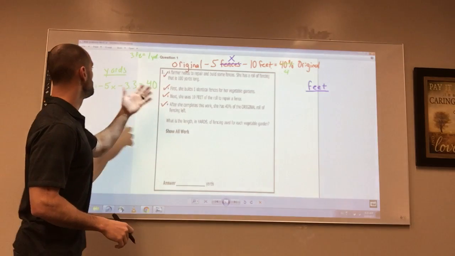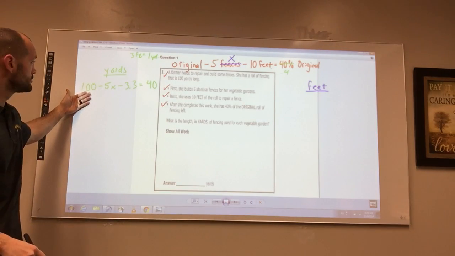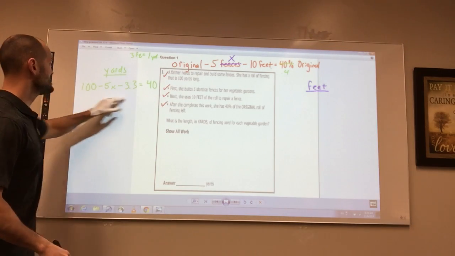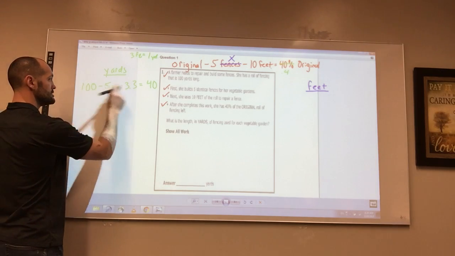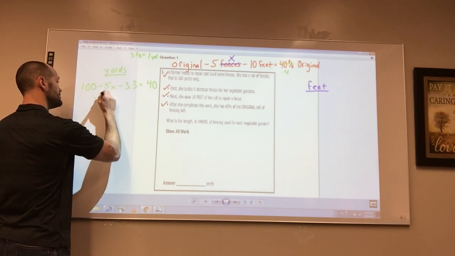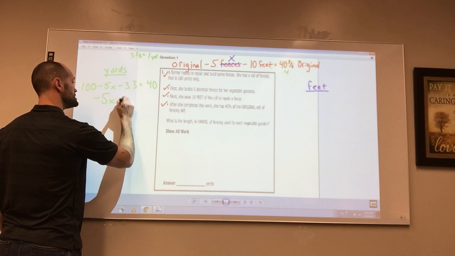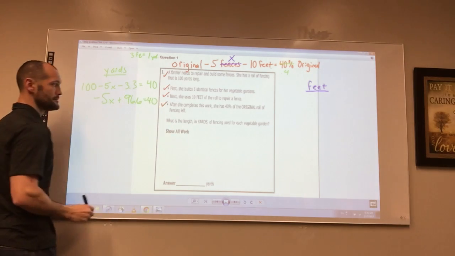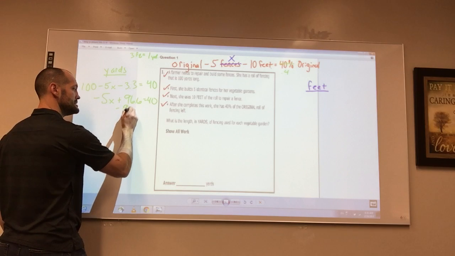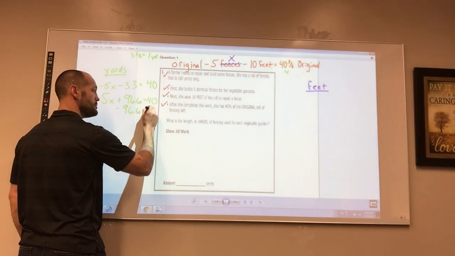So I would have just taken 0.4 times 100. Now, we have a nice equation that we can solve. I'm going to combine like terms. I get negative 5x plus 96.6 equals 40. I subtract the 96.6 from both sides.